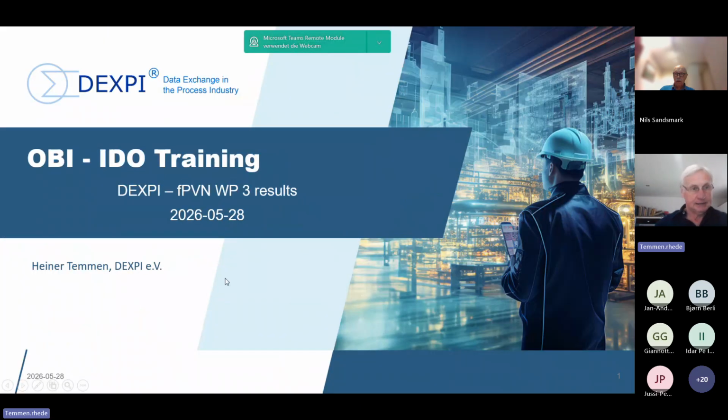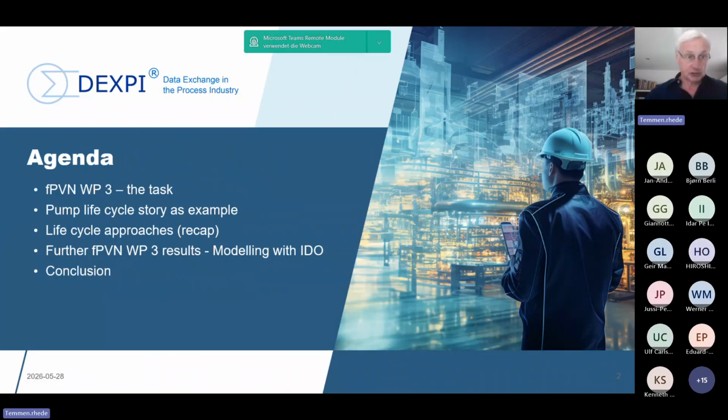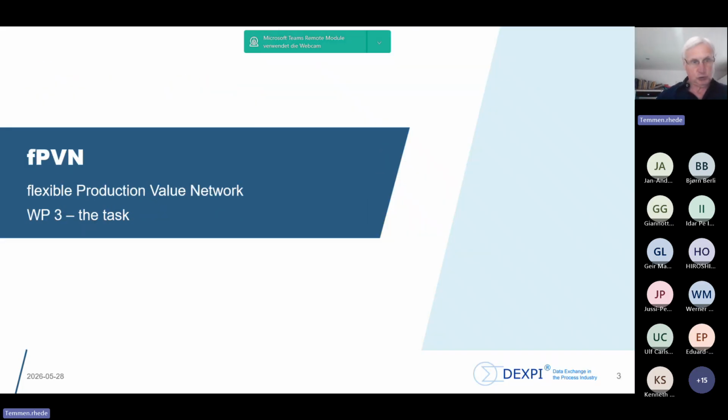Let's start. The agenda: the task of the FPVN project, work package 3, and then the pump life cycle story as an example, and a very small recap of the life cycle approaches. We had a session about that, and today we should have a deeper look at the further FPVN work package 3 results, and I will end with a conclusion.